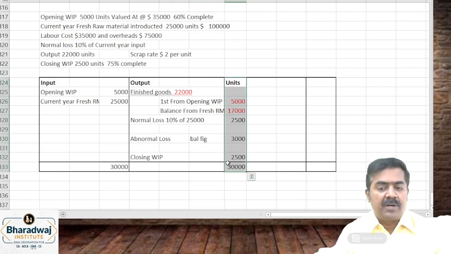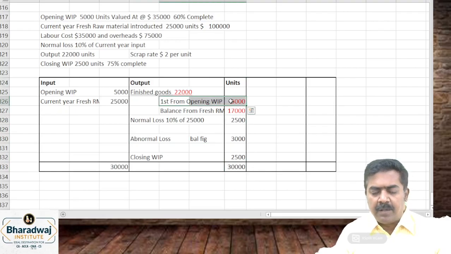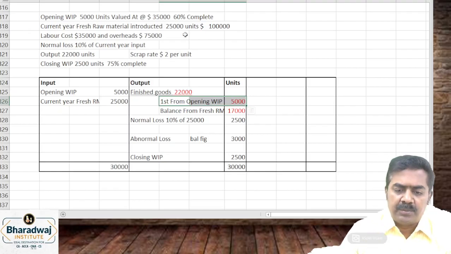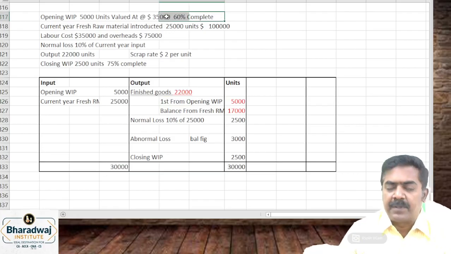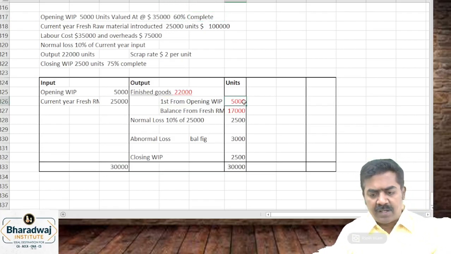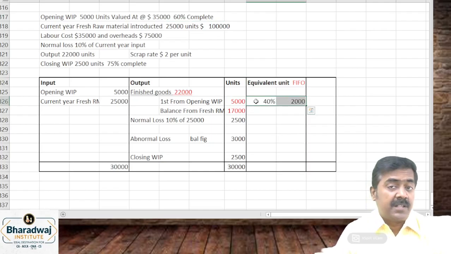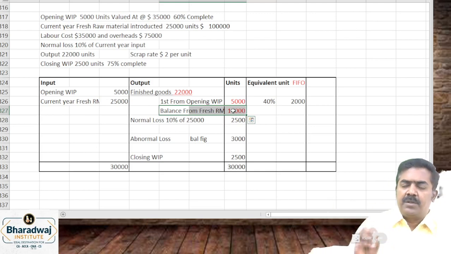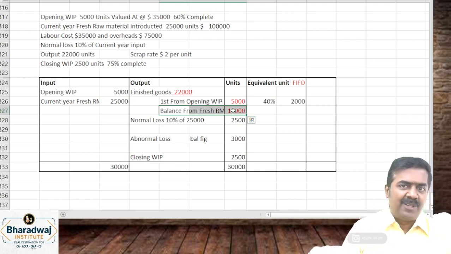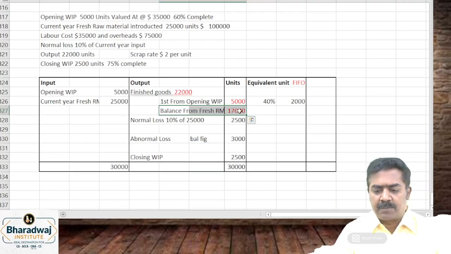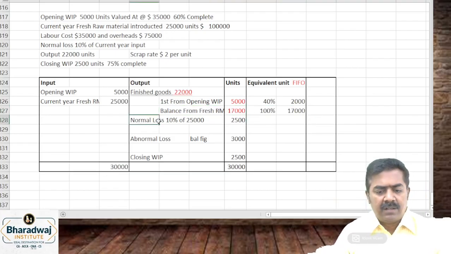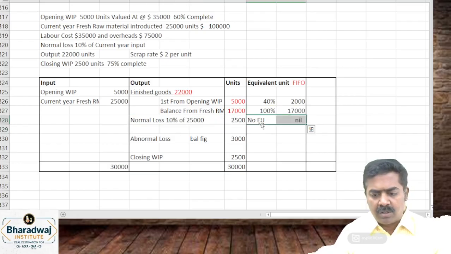How to assign equivalent units? Opening WIP, already some work is done. In the current year, what is the work that we do? Already 60% complete means balance 40% of the work we do. That is 100% minus percentage done already. This one, we purchased or introduced raw material. We did all the work this period and transferred to the next process, means 100% of the work we do in the current period.